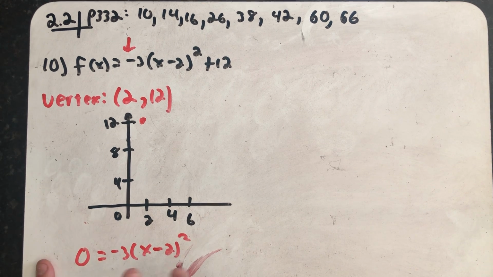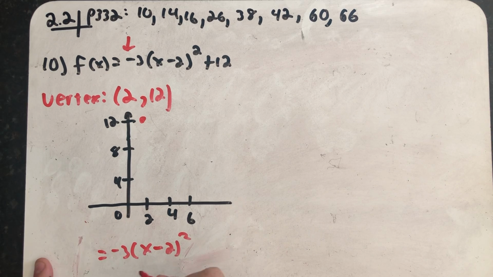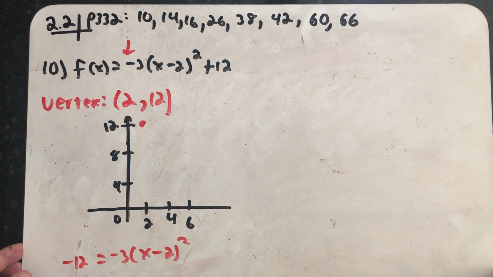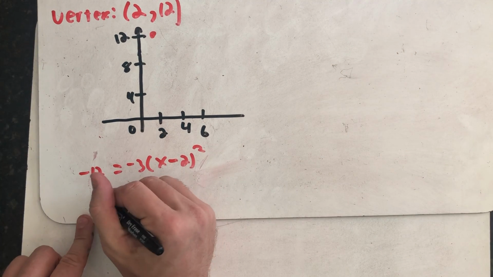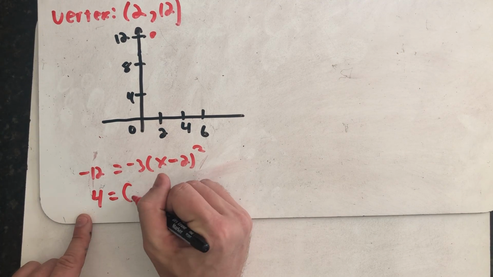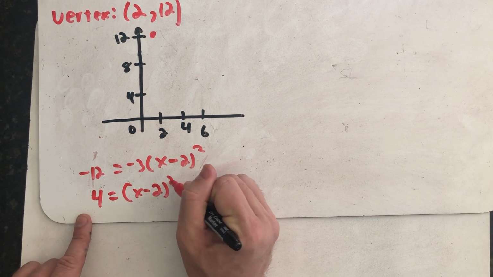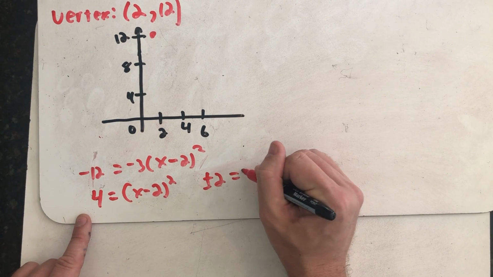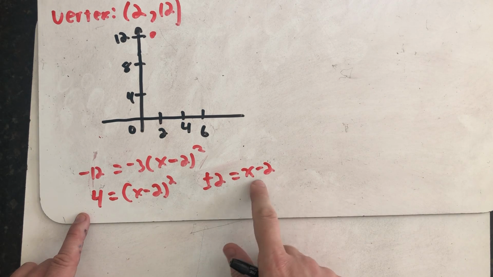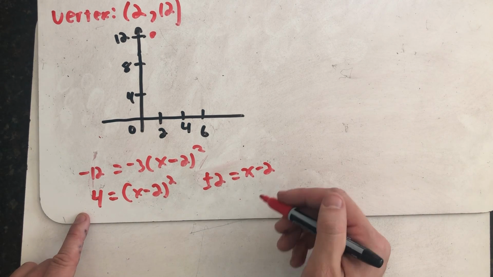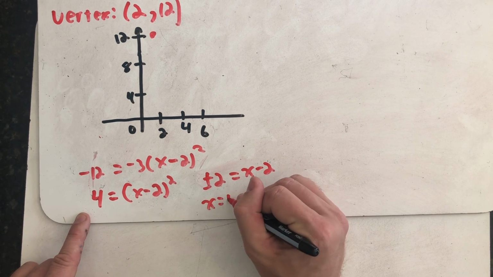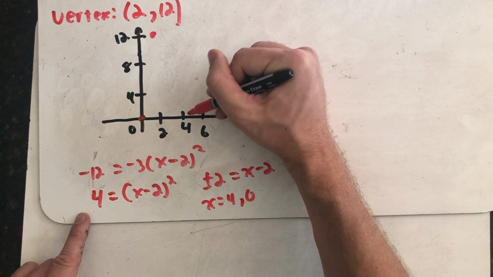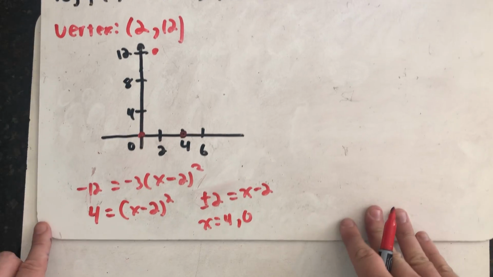Subtract 12 from both sides, and instead of being equal to 0, that would be equal to minus 12. I could divide both sides by a minus 3, giving me a 4. Take a square root of both sides, and I'd end up with plus or minus 2 is equal to x minus 2. So I need to add 2 to both, plus 2 and minus 2. Well, that would tell me that x would be 4 or 0. There, my nice happy x-intercepts.